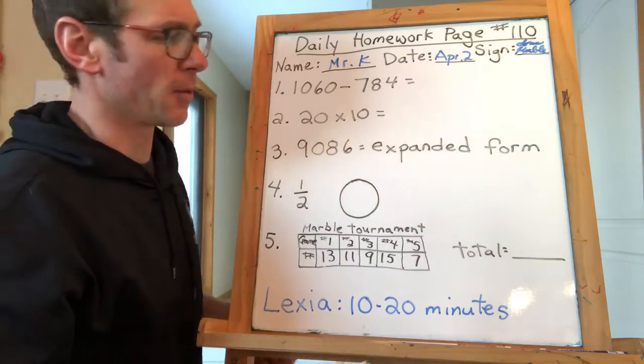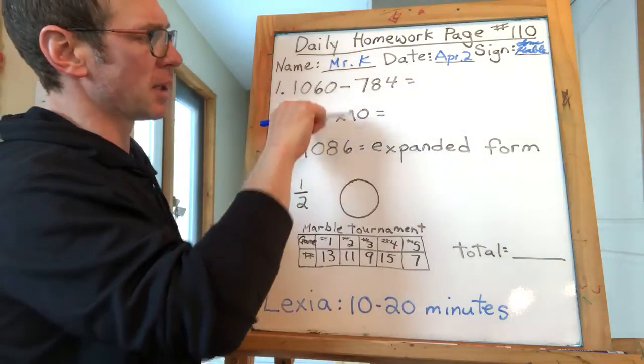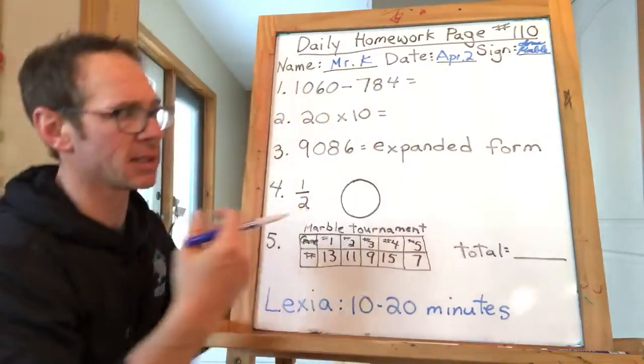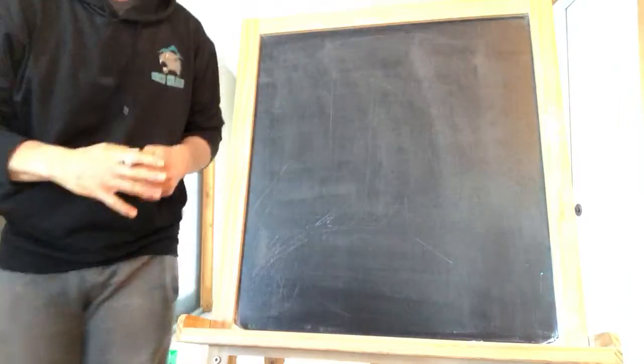All right, our first question is 1060 minus 784. We've talked about it a couple of different ways to do this. This is actually a tricky question because these zeros in here can kind of give us some problems. I'm going to show you guys this using expanded form. So I'm just going to put this around the other way.